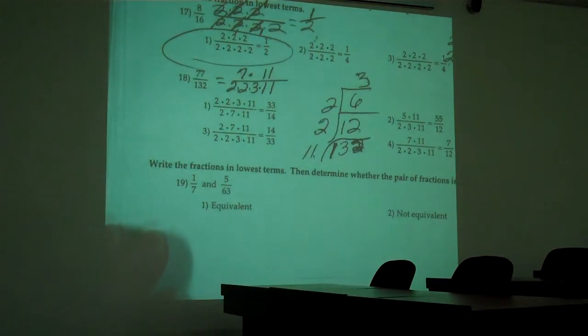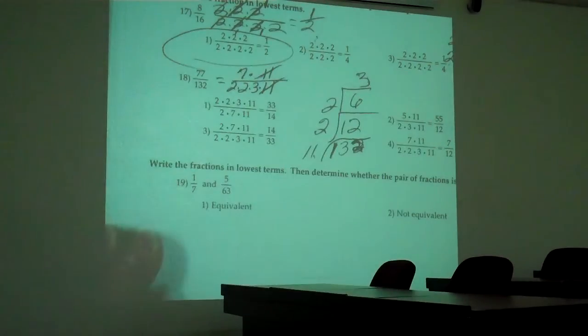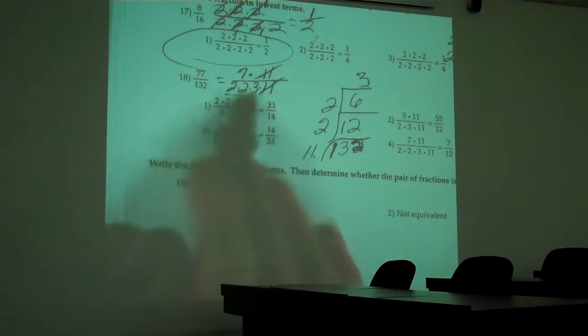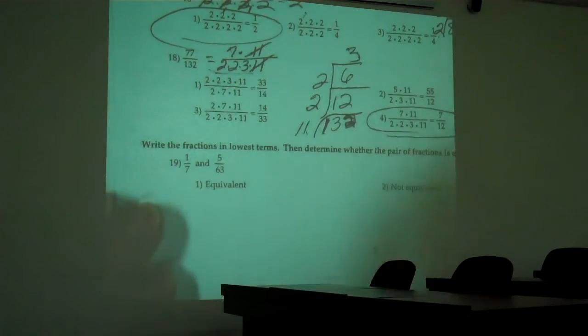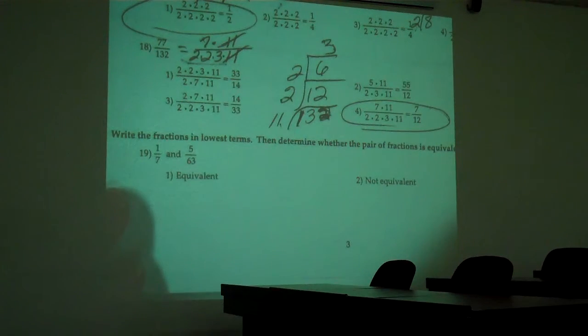Okay? The 11 is the only thing that you can cancel. So you got 7 over 12. Number 4 right there. Does everybody understand that okay? Yeah?